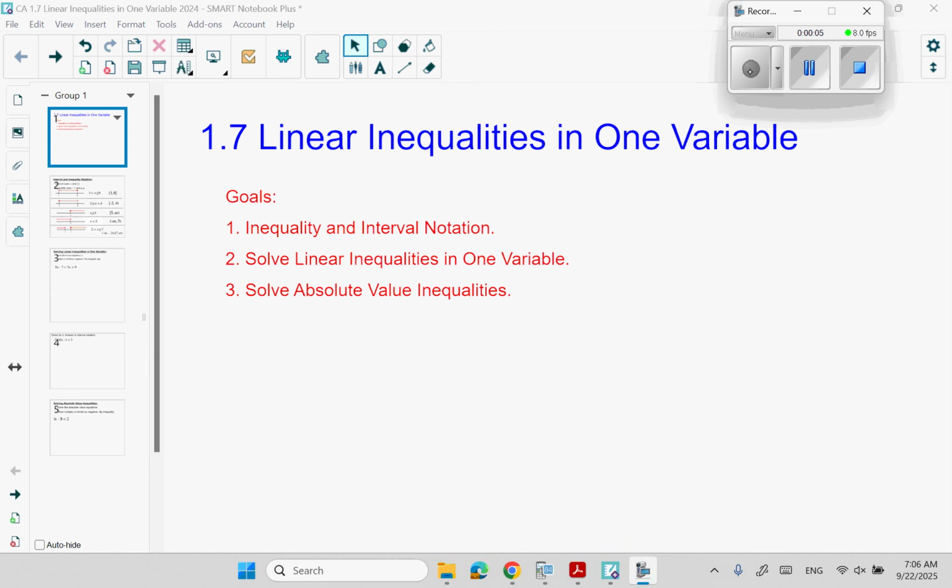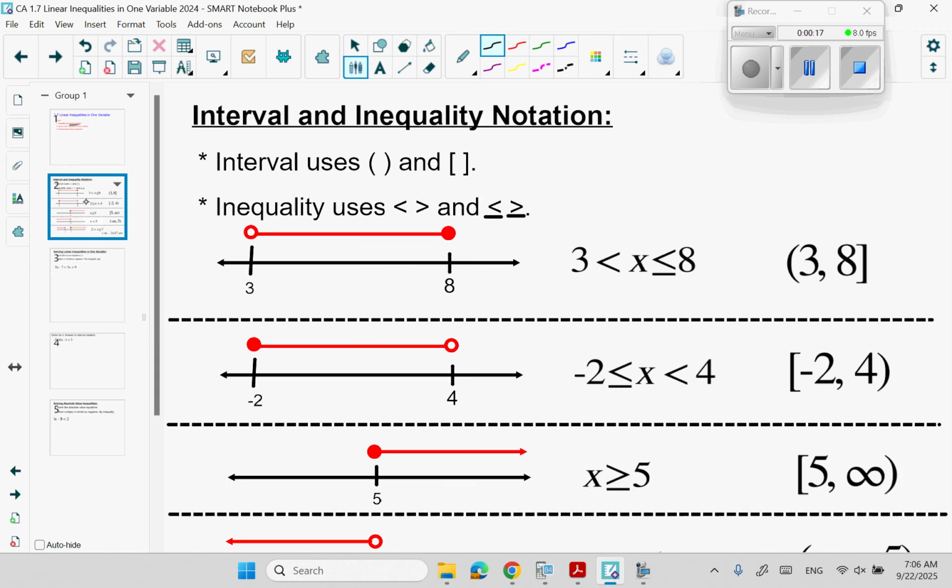Today we're going to do linear inequalities in one variable, and most importantly, talk about interval notation again. That was something that we kind of struggled with in our pre-chapter, so it's nice to hit on that. So, recall that in interval notation, we use parentheses and brackets. Parentheses are associated with less than and greater than, and brackets when it's equal to.